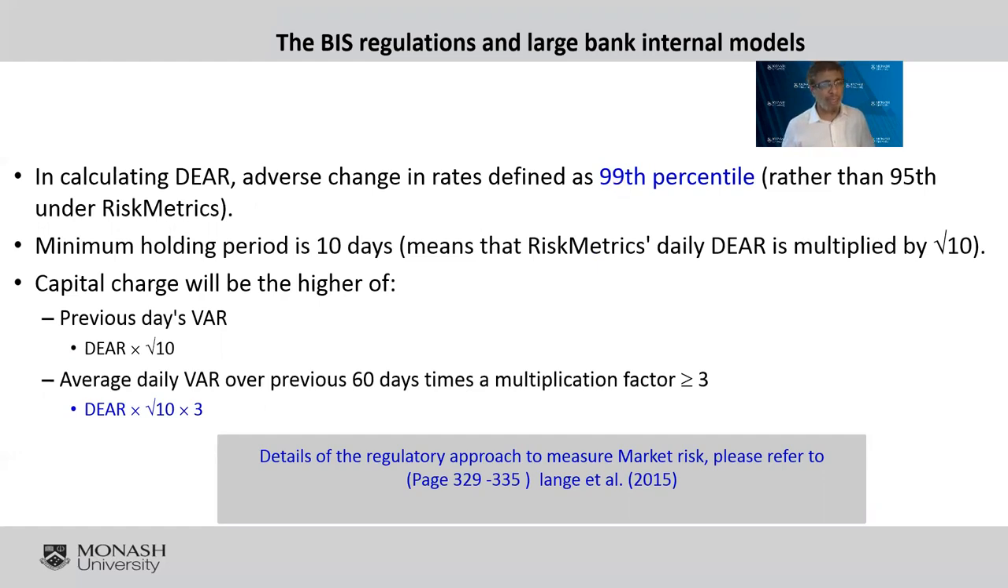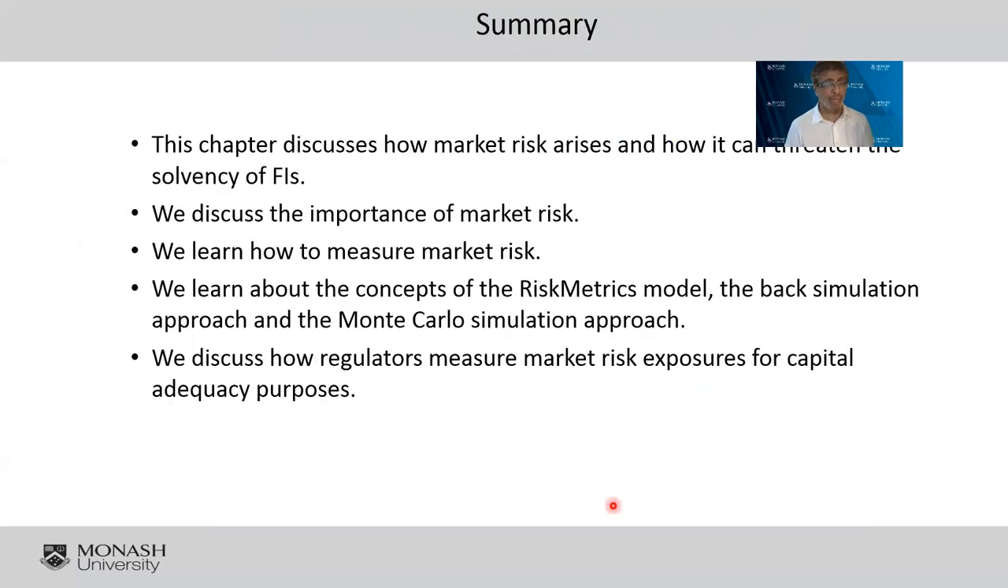Then they will calculate what we call the VAR for 10 days and the VAR for 60 days. The VAR for 10 days is the daily VAR times the square root of 10 days. And this is their approach when they want to calculate for 60 days: they multiply by 3. If you want to read more, you can read pages 329 to 355 in Long et al. That's all for the second part.